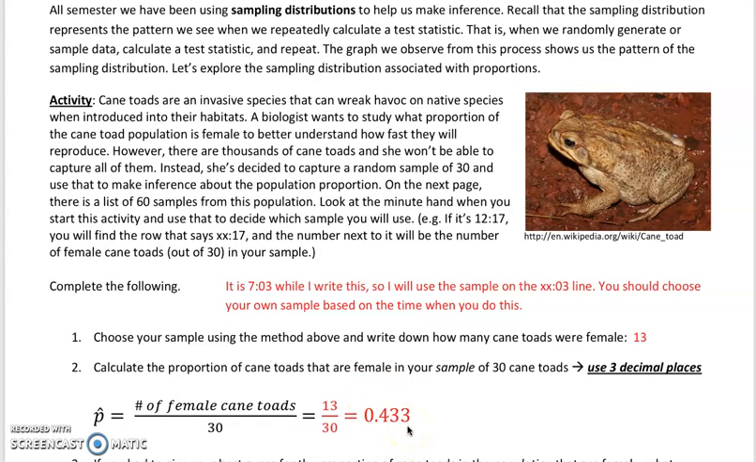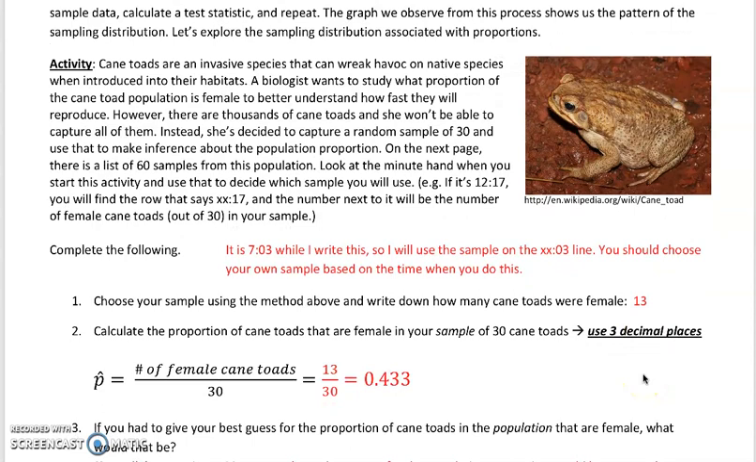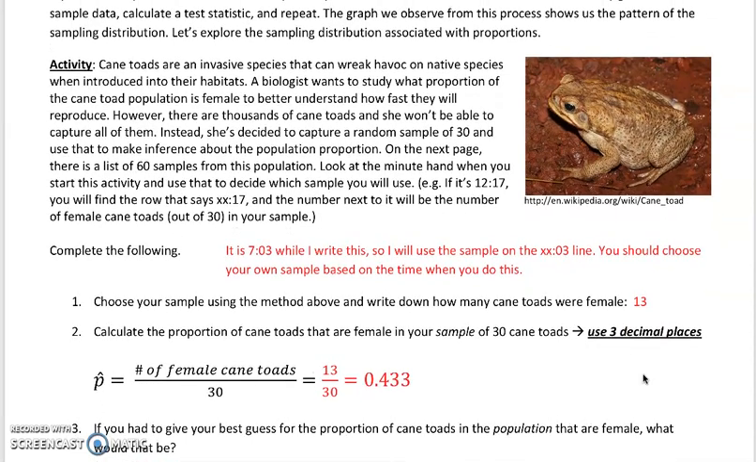All right, so you should do this for your sample right now. Write down how many you had that were female, divide by 30, and write out your sample proportion, and we'll use 3 decimal places for this. All right, and then I want you to think about a couple questions.